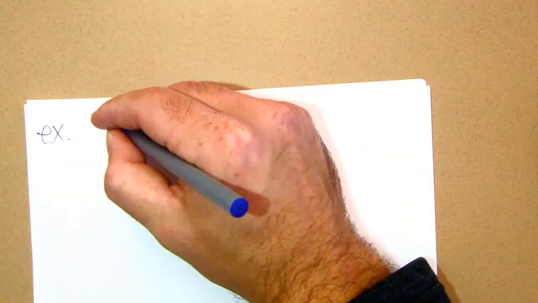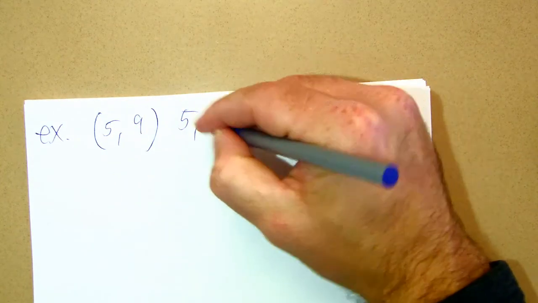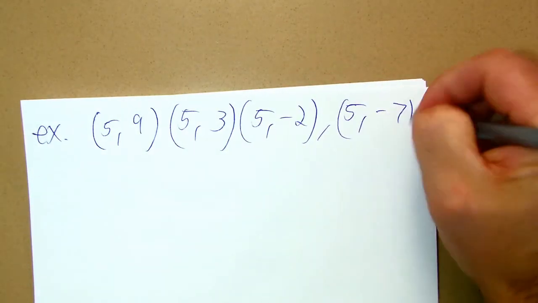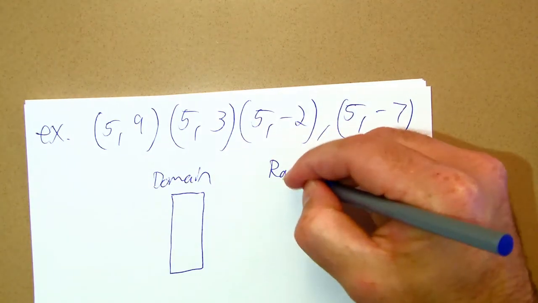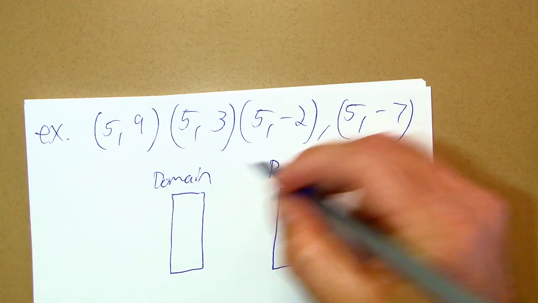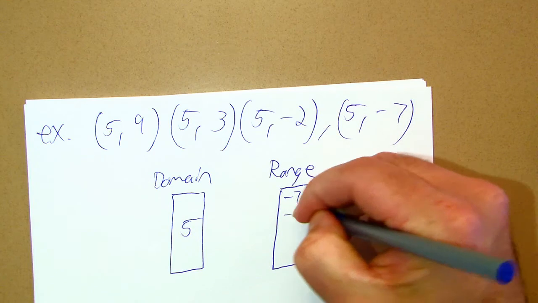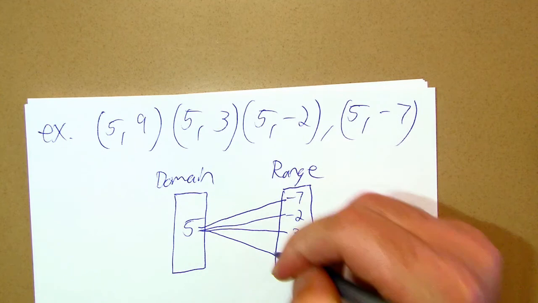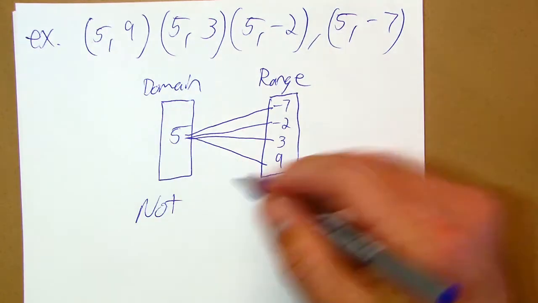And the last one we got to take a look at here. This one's not a function because all the fives repeat for your x's, not a function.